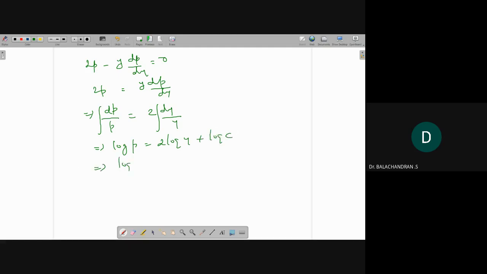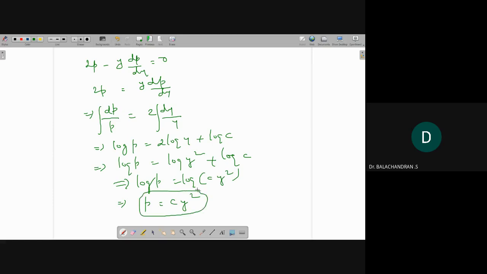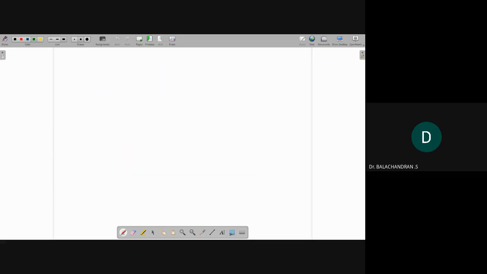This implies log p equal to log y square plus log c, which is log p equal to log c y square, or p equal to c y square. Substitute p equal to c y square in 1.